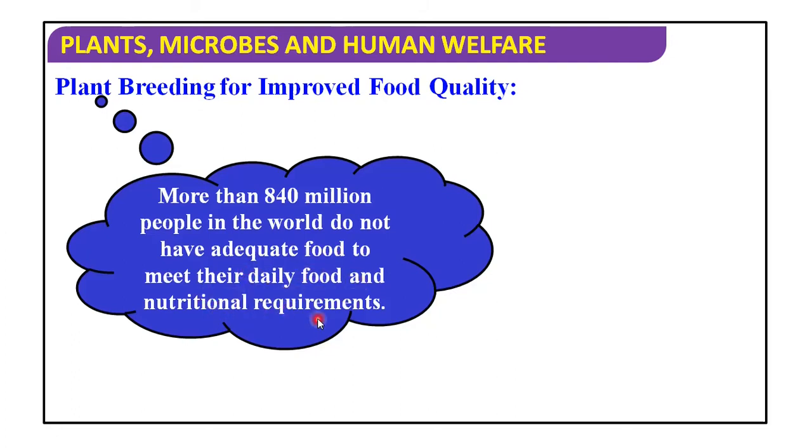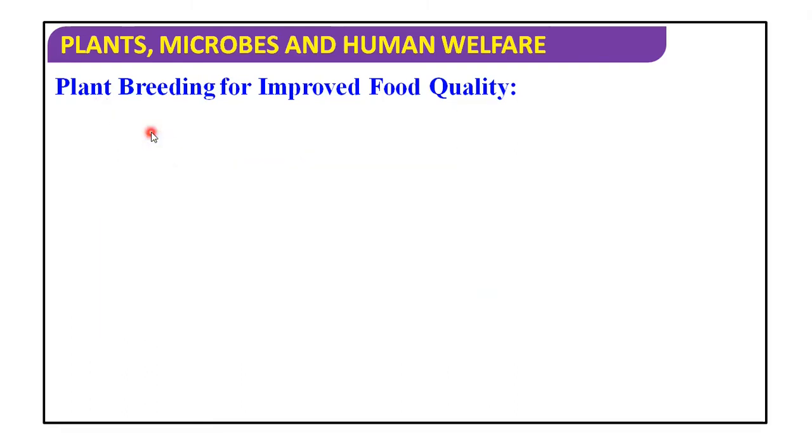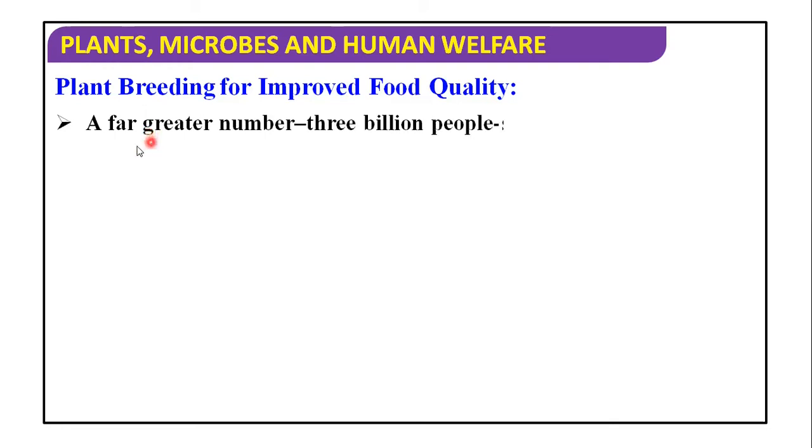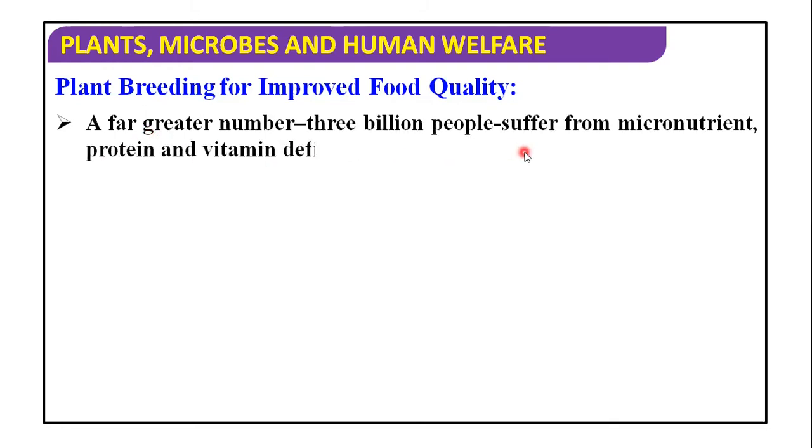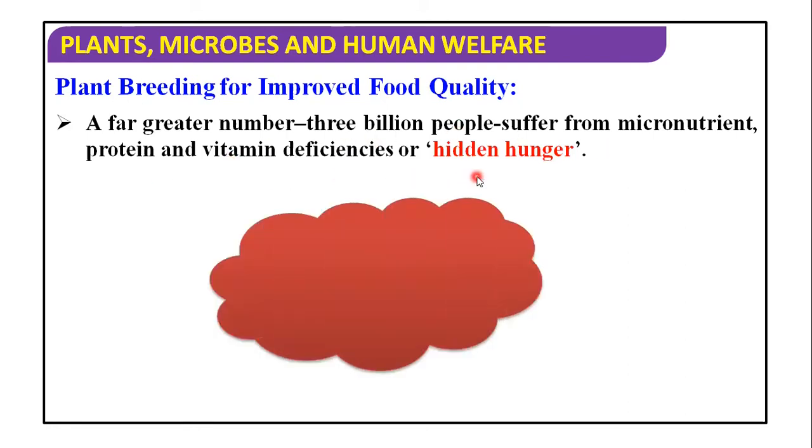As we know that in our India also, many people are suffering from many diseases, weakness, malnutrition. This is because of less food quantity and less nutritional requirement. So for that, plant breeding can be helpful, which forms improved food quality. A far greater number, 3 billion people, suffer from micronutrient, protein and vitamin deficiencies, or hidden hunger.